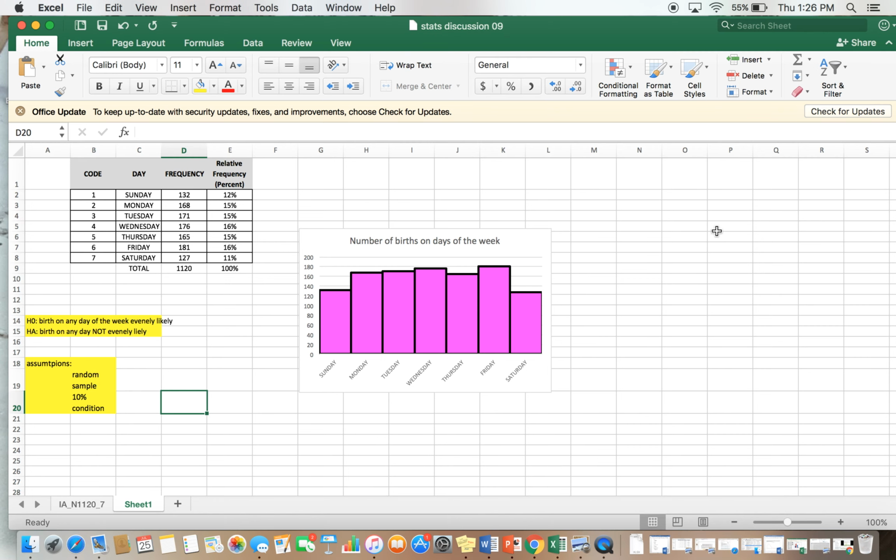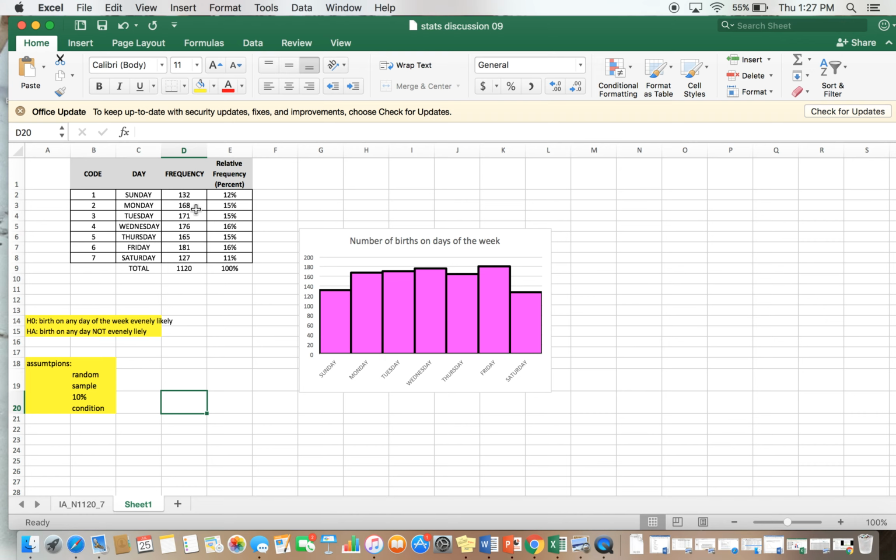Okay, so for my discussion 9, I was given the sample size of 1,120 people for babies born in Iowa in 1996, and this is data sheet number 7. So the first thing that I did was all of my data is over here on this page, but we'll get there in a second. So I took all the data and I put it in this frequency table to summarize it all up.